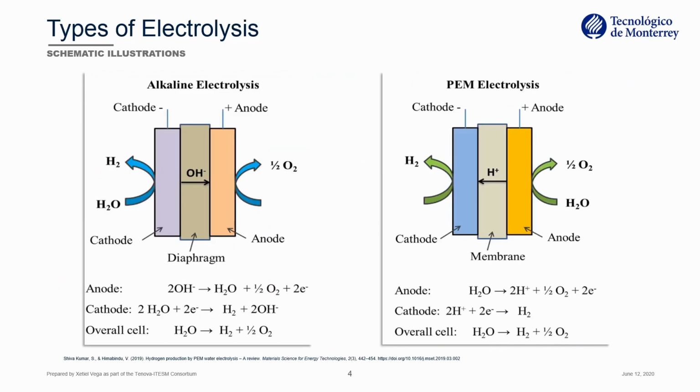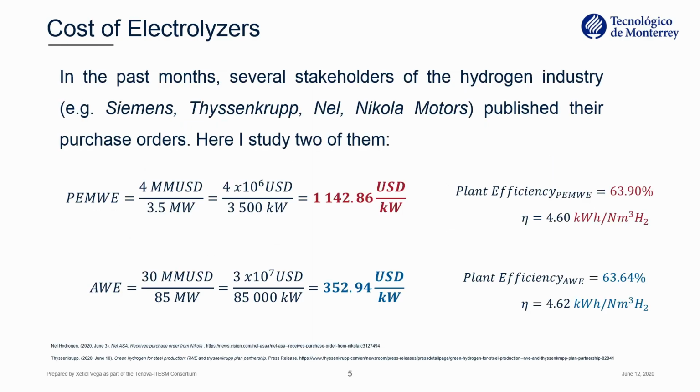Now that we have briefly talked about electrolysis efficiency, here I present two commercially available technologies to produce hydrogen at the industrial scale. As a fact, alkaline water electrolysis is a technology much more old compared to proton exchange membrane water electrolysis, and alkaline electrolysis is much cheaper compared to PEM electrolysis, but PEM electrolysis is more efficient. Next, I will present the calculated prices of both technologies using data from two public releases.